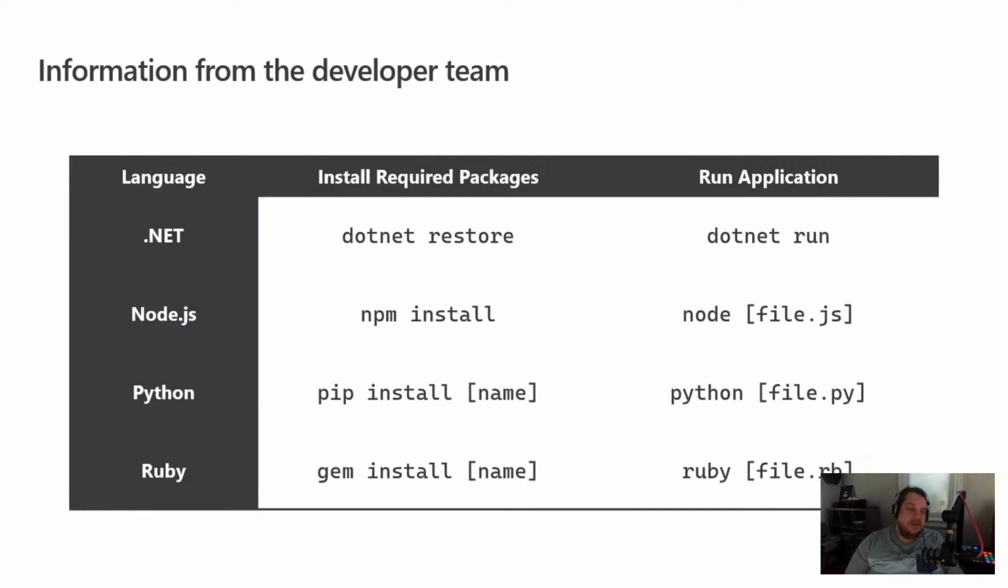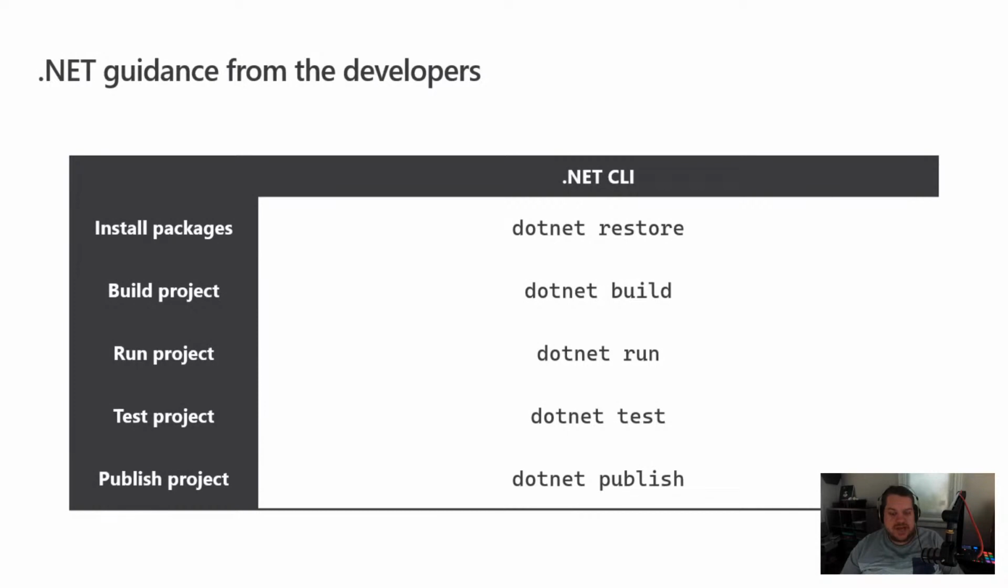If we were to talk to our developer team, regardless of what programming language we're using, we would say, hey, using a command line interface, how do we build and test? And they would tell us, if it's .NET, dotnet restore, dotnet run. If it's Node, npm install, and then node, the name of the file. pip install, Python. gem install, Ruby. And if it's the .NET CLI, you could just go and look up the reference and figure out, how do we restore, how do we run? This is all stuff that we could just look at the docs and figure out how to do.